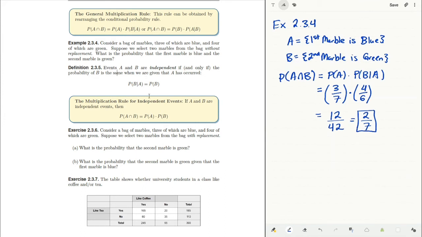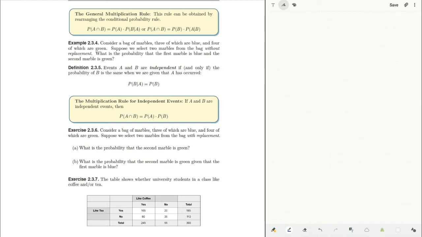And if we're given that A and B are independent events, then the multiplication rule for independent events can be simplified to the following equation. So we can calculate the probability of A and B by taking the probability of A and multiplying it by the probability of B. So as an example, let's consider the same bag of marbles where there are 3 blue and 4 green marbles. But now let's select the marbles from the bag with replacement, meaning that after we select the first marble, we will return this back into the bag and then select our second marble. So now what is the probability that the second marble is green?